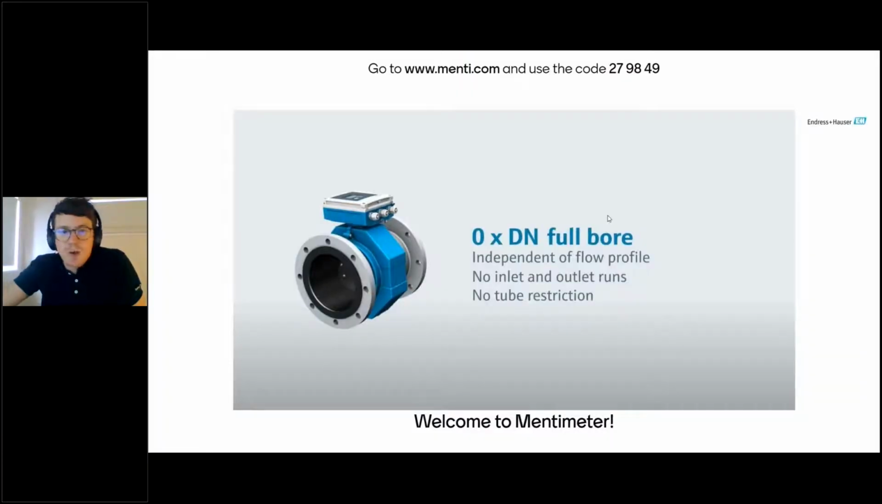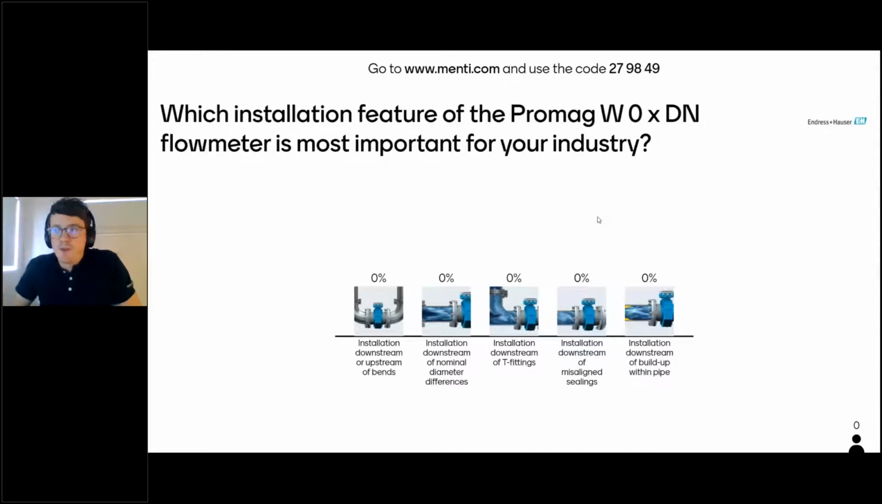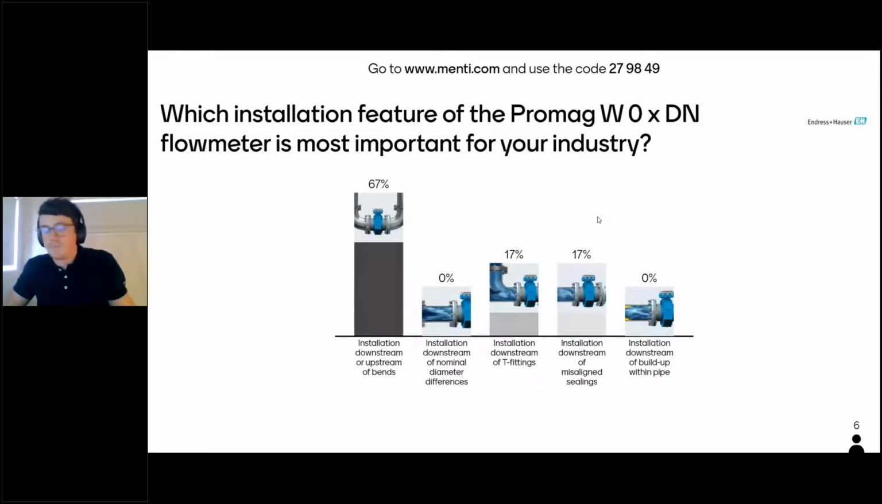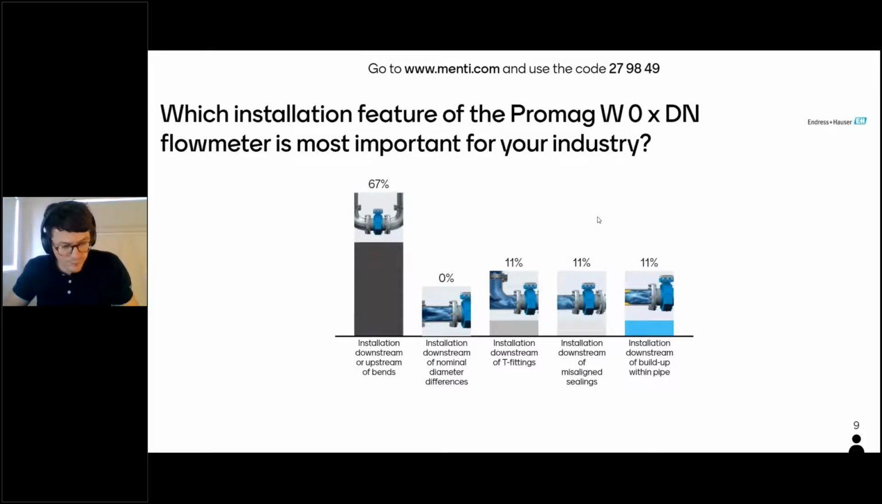Okay, so you should see the Mentimeter screen, and here comes the question now. Okay, so those are your options down the bottom. I went through each of those before. If you can, select which option is most important for your industry. So that be installation downstream of bends, downstream of nominal pipe diameter differences, T-fittings, misaligned seals, or build up within the pipe. And then we're going to have a look at those answers in a second. Okay, a few of you have answered. Let's get 15, 20 more seconds, and then we'll go over those answers.